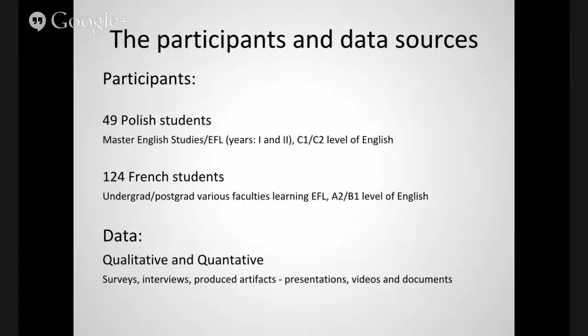Who were the participants? Our groups were much smaller, so there were altogether 49 Polish students. They followed their Master of English program at, as you can see, quite a high level of English, and French students were undergraduates and postgraduates at this university with a lower level, A2 or B1 level of English.